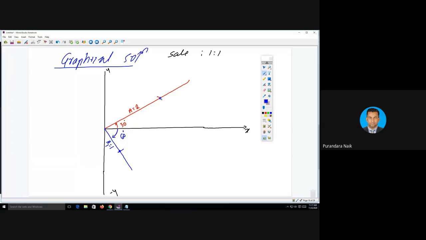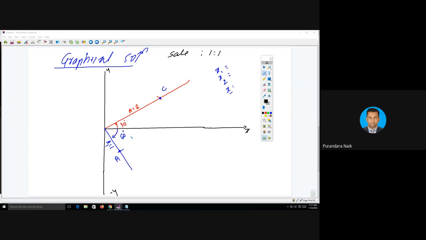Actually, this point is A, right? So if x1, x2 is given, we'll find out the value of x. The diagonal of the parallelogram will be the value of the amplitude of x. But here x is given. This is point C. This is point A. You need to find out the value of B, or the point B. So here you need to join this.